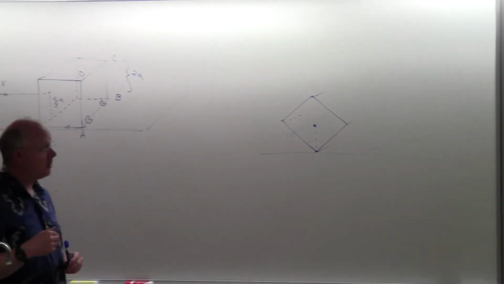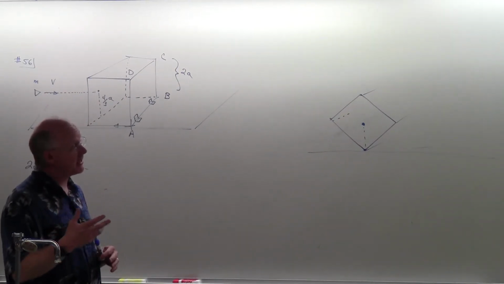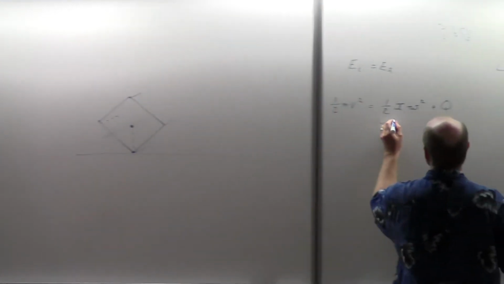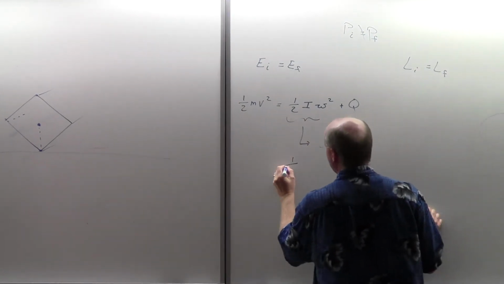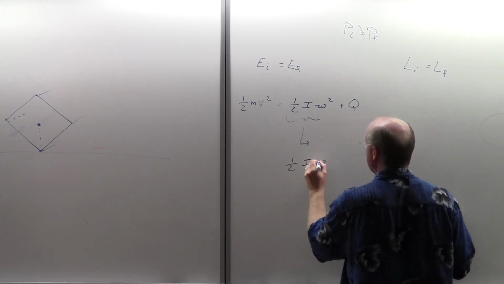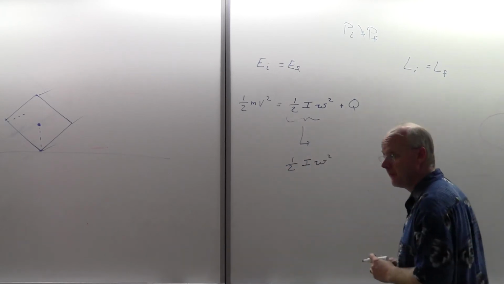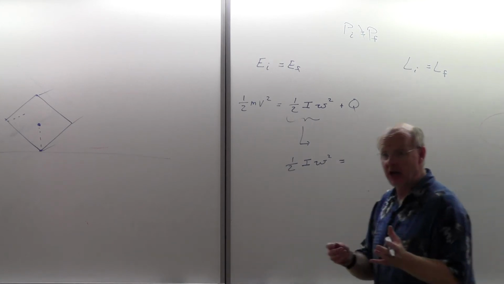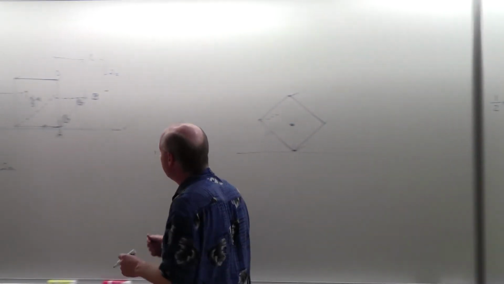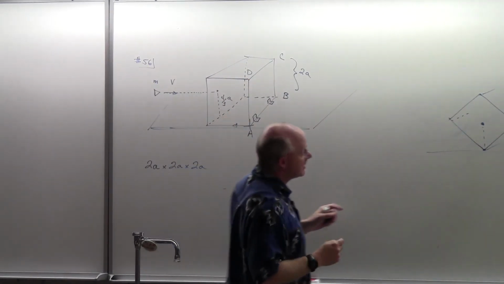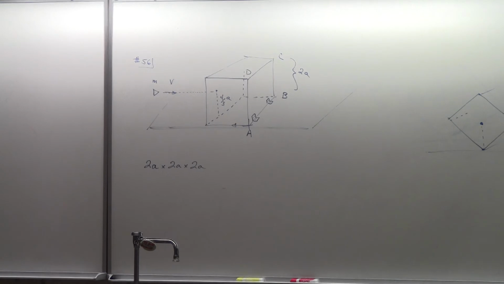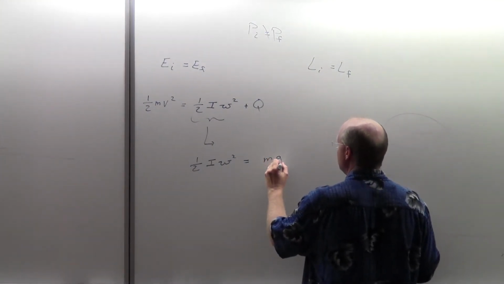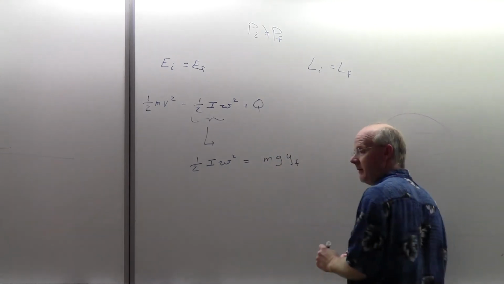Because now, what begins to happen as it begins to rotate? Where does this go? Where does the 1/2 I omega squared go? Right, into a potential energy. And if we're going to say it's just enough energy to get it up to the top here, then we have an mgy final.